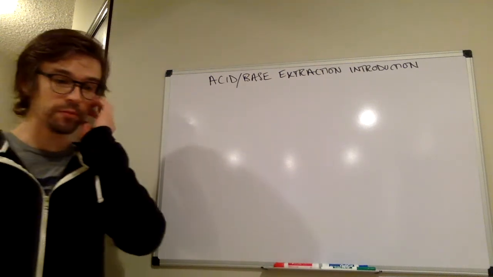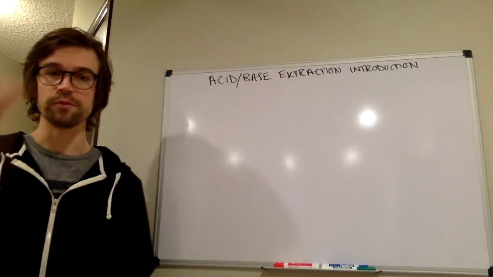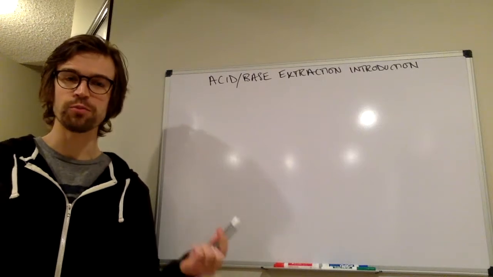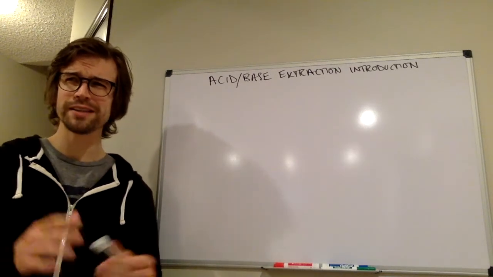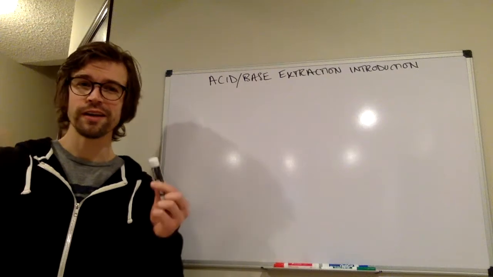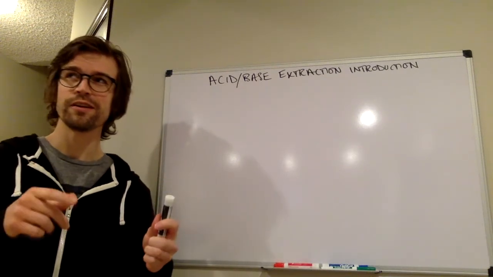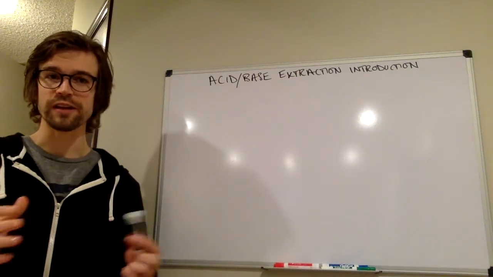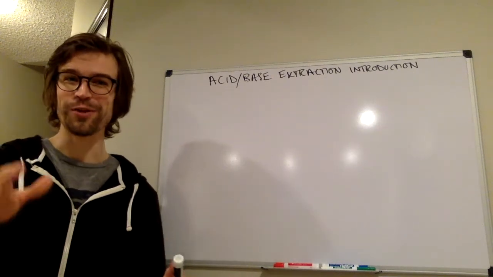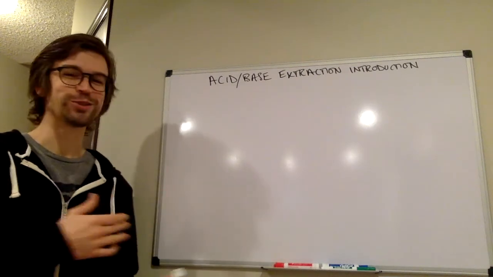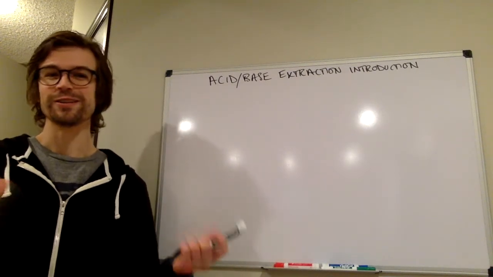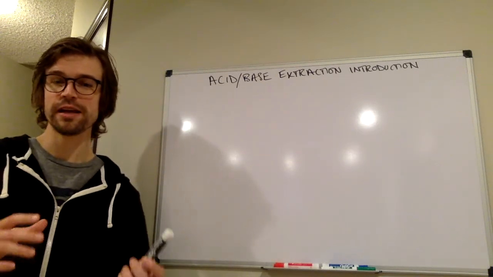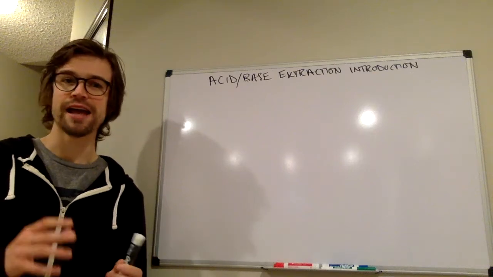Things that you've done for purifying before include distillation. Distillation separated things based on their physical properties. What physical property did the distillation use? Yeah, distillation separates things based on their boiling point. What does acid-base extraction separate things based upon? Their solubility.